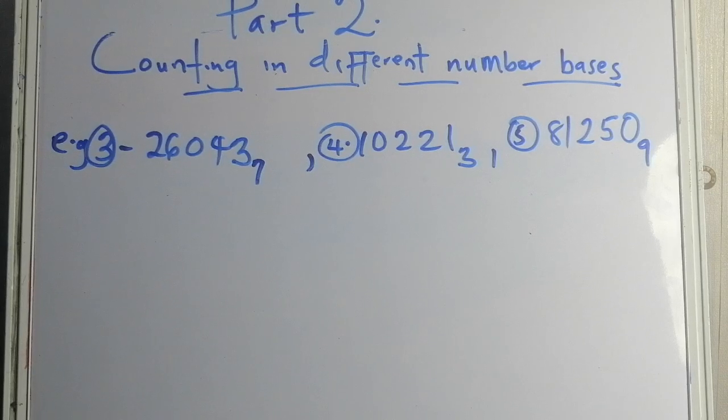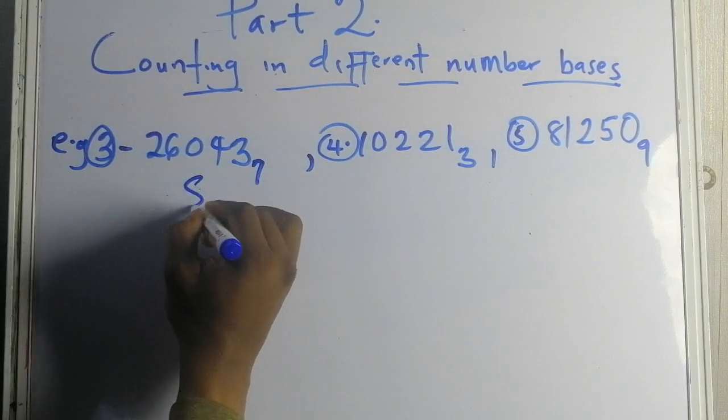To buttress part one of number system, we're going to engage in one or two examples on the number system for part two. Now we have example three, example four, example five, that we can play around with. So we have 26043 base 7. Don't forget, you can also write that base 7 in words, so that you don't get confused. It's still the same thing.